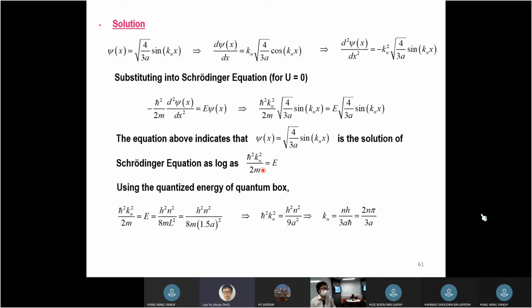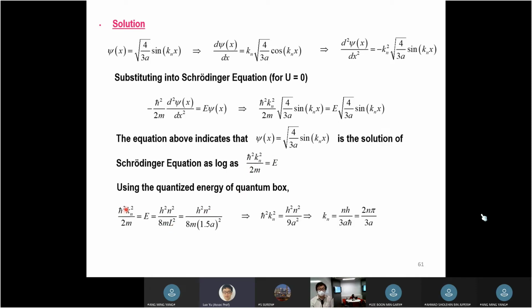But that's not the end. We know this is in a quantum box, and for a quantum box, E has a determined value, which is h squared n squared divided by 8m a squared. This is the most important thing here. Some students did write the previous part but didn't know how to continue. You have to understand this E is exactly the energy of the quantum well: h squared n squared divided by 8m a squared.